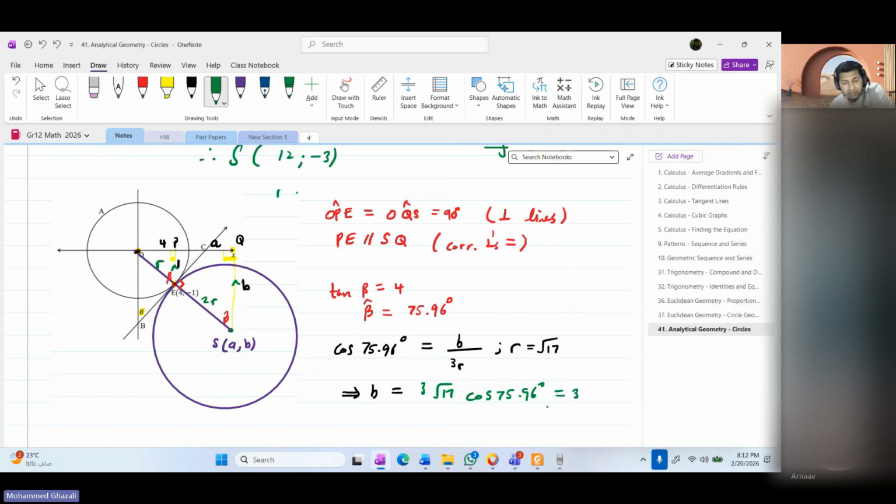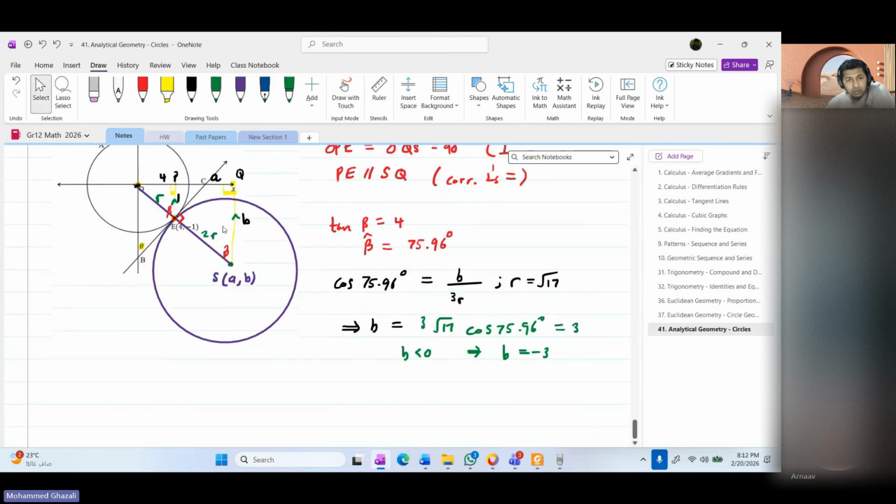Okay. But now remember the value for B can't be 3 because it's coming down. So since B is less than 0, it implies the value for B is -3. I just made everything positive. Now, how are we going to find the A value? We're going to use sine. So we're going to say sine 75.96 degrees is equal to opposite over hypotenuse.